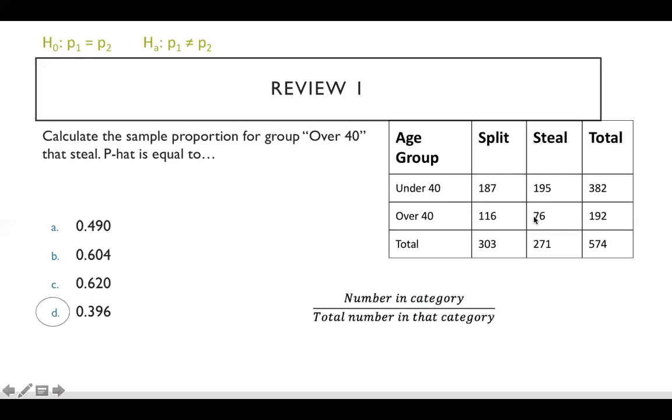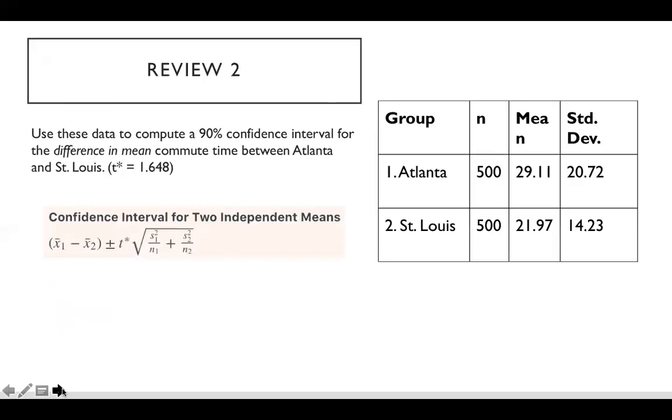So we just want to find where those two meet. We want to find our group over 40 and those that steal out of the total number in that category of over 40. So we calculate 76 divided by 192 and we get 0.396 as our sample proportion here. So good job. Now use these data to compute a 90% confidence interval for the difference in mean commute time between Atlanta and St. Louis. I gave you your t-star here, it's 1.648.